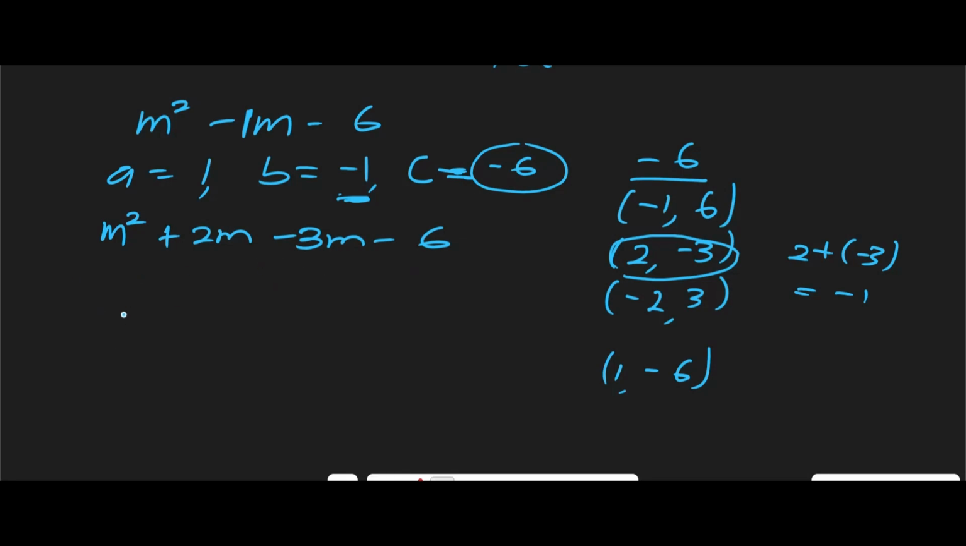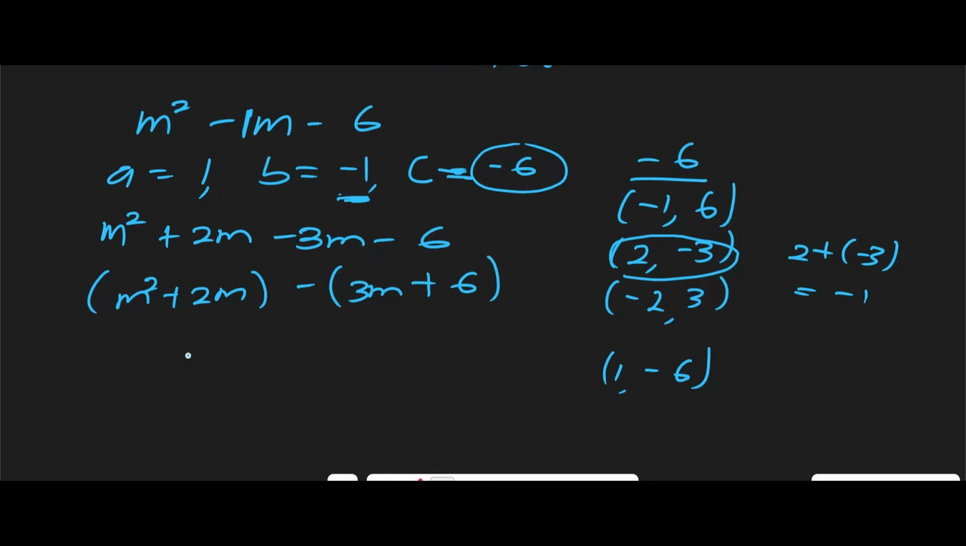So you have to use the method of grouping. So I'm going to get m squared plus 2m in one bracket, minus, into bracket, 3m. Since I've introduced the bracket, this negative sign is going to affect this one. So you're going to get plus 6.